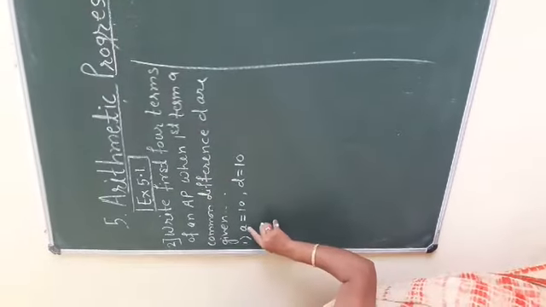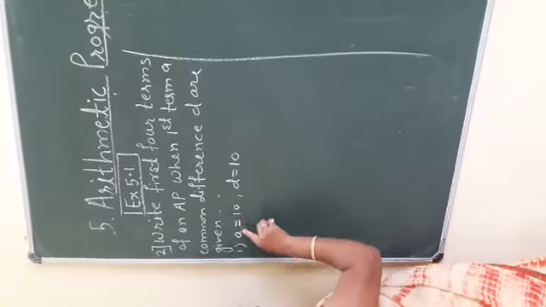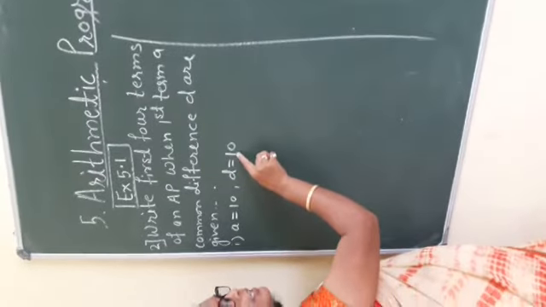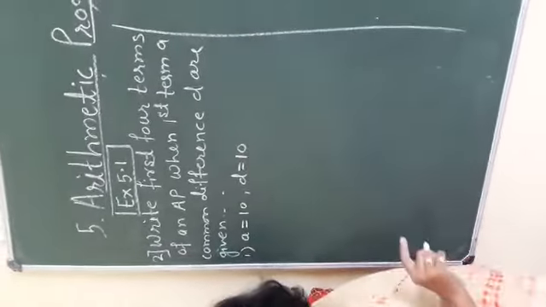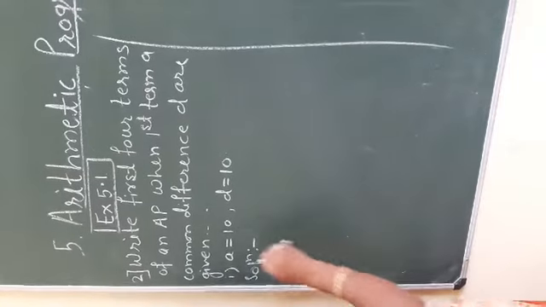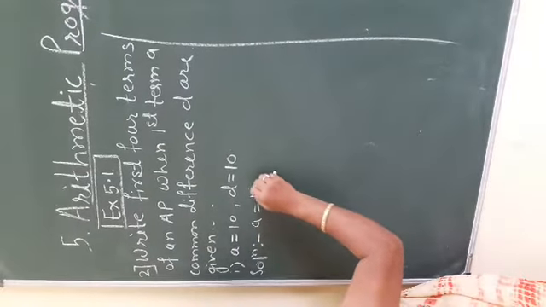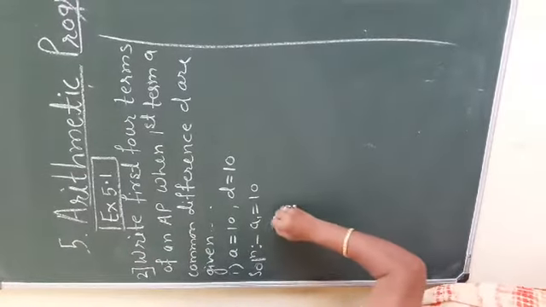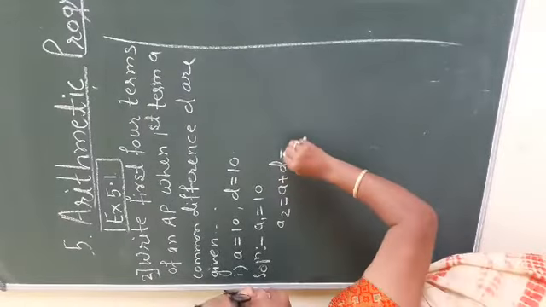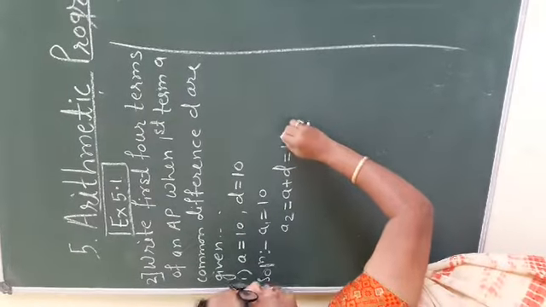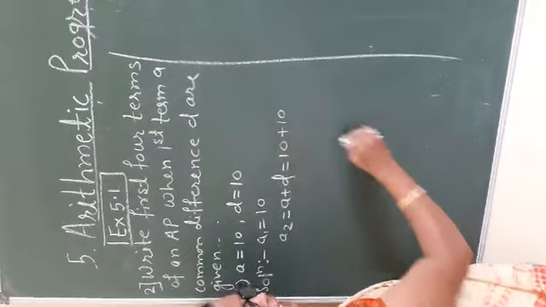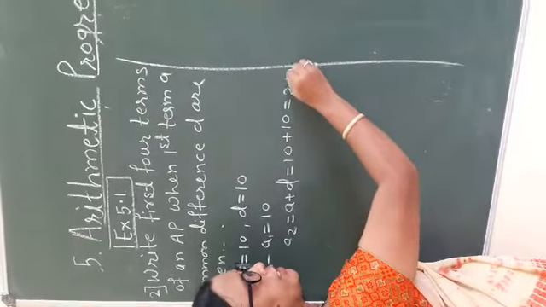In this problem, a is equal to 10 and the common difference d is equal to 10. So we have to solve this. Everyone look here. The first term is already 10. We have to find the second term, A2. Can you tell me the formula? I just explained: a plus d. What is a? 10. What is the value of d? 10. 10 plus 10 is 20.